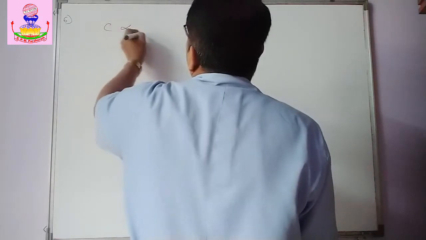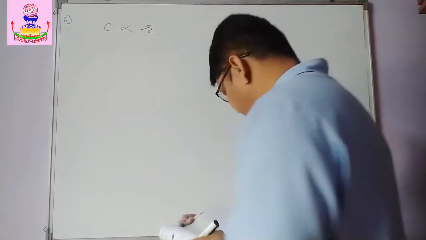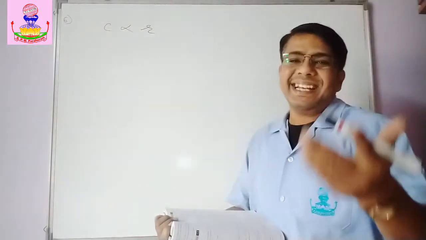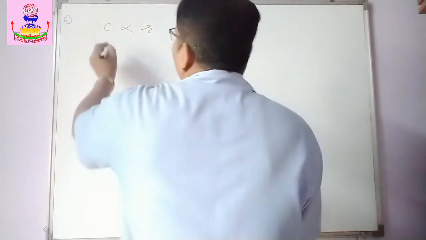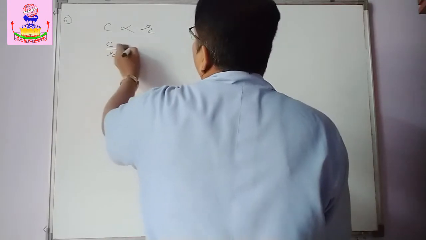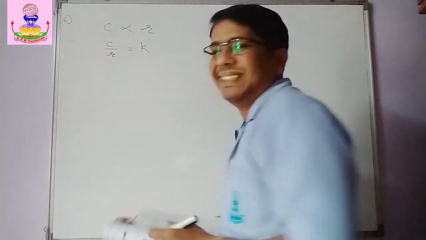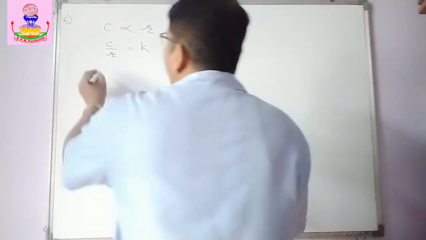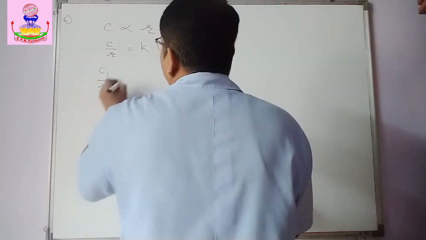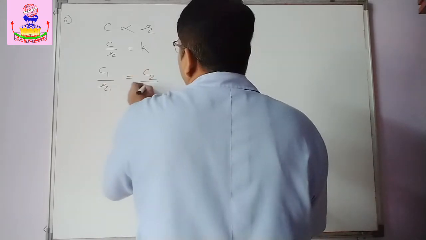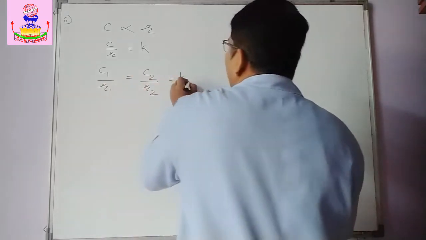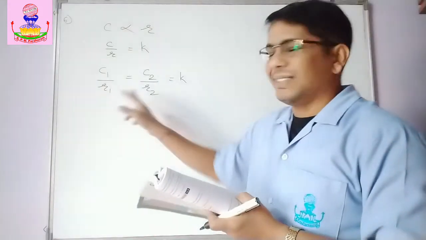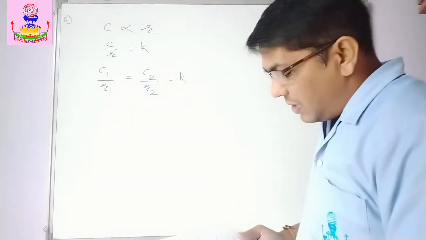Now, direct variation is there between whom? Circumference of the circle and radius of the circle. Now when it is direct variation, what is constant? Yes, exactly. Ratio is constant. So C upon R is equal to constant. Now one value is given. That is C1 upon R1 is equivalent to C2 upon R2. That is equal to K. Right? That is constant.